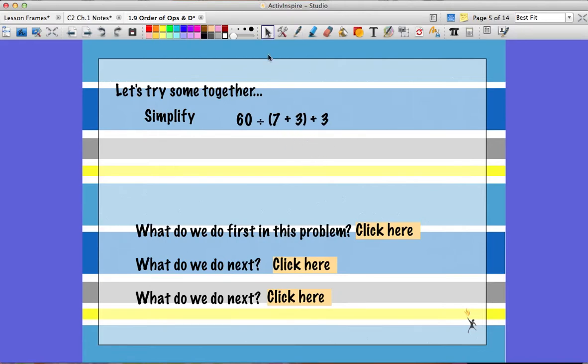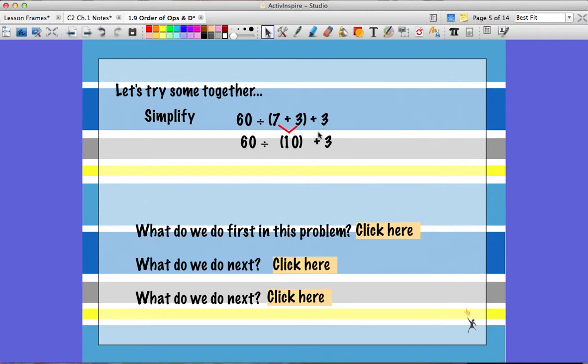All right, so the first thing we need to look for, because it's PEMDAS, is parentheses. So what do we do first? If you said the parentheses, you're correct. Okay, and because 7 plus 3 is in the parentheses, that's what we do first. So 7 plus 3 gives us 10. Notice I brought down the 60, the division, I brought down what 7 plus 3 gave me, and then the plus 3. I bring down everything that I didn't use.